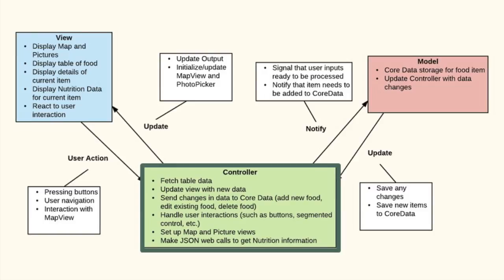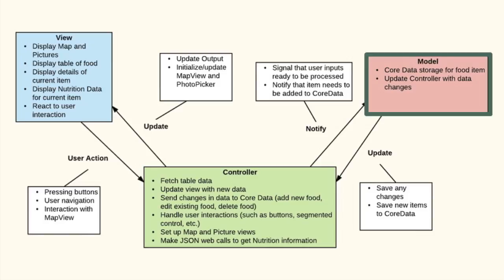Next, we have the controller. The controller gets the actions from the view, such as button presses and data entered, and processes it. This includes updating the table with new data entered, sending the data to core data, and setting up the maps and pictures. It also does the JSON web call to get the nutritional information. Lastly, we have the model. The model is what acts as the storage for all of the core data saved in this app. It saves any changes made to core data and sends it to the controller when fetched. That is about it for the MVC diagram.